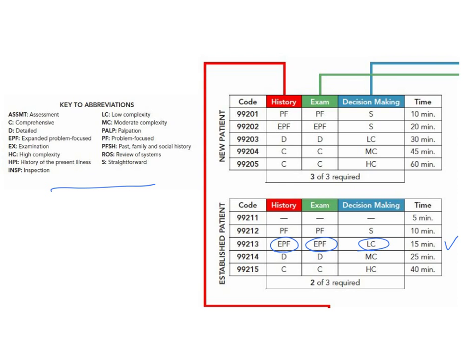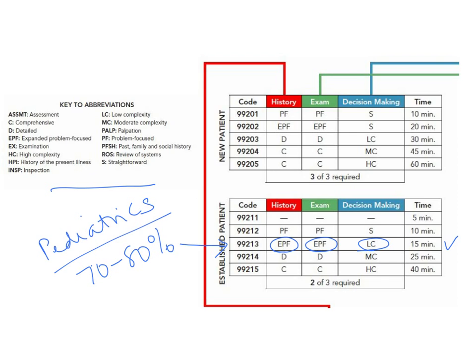For a 99213, you're going to want that extended problem-focused history, an expanded problem-focused exam, and then it might be a low complexity decision-making. And just to give you some idea, I did include slides at the very end of this, but typically in pediatrics, for a typical visit or a typical office, 70 to 80% of your visits are going to be 99213s. So again, if you can think about the components that go into this, it'll make things flow a lot better. So we'll go through each one of these components individually.